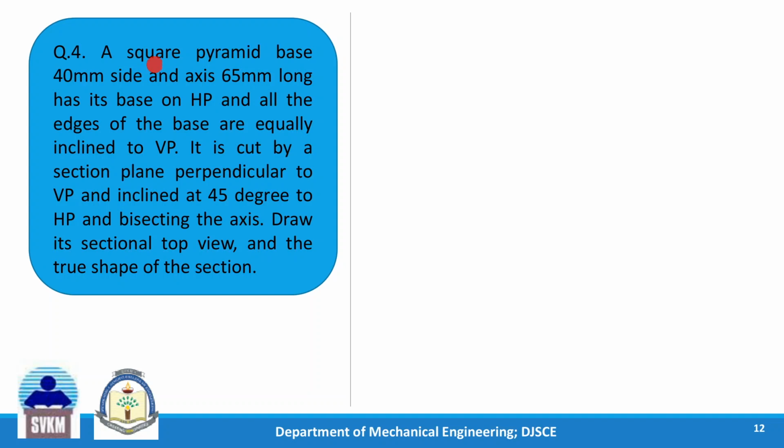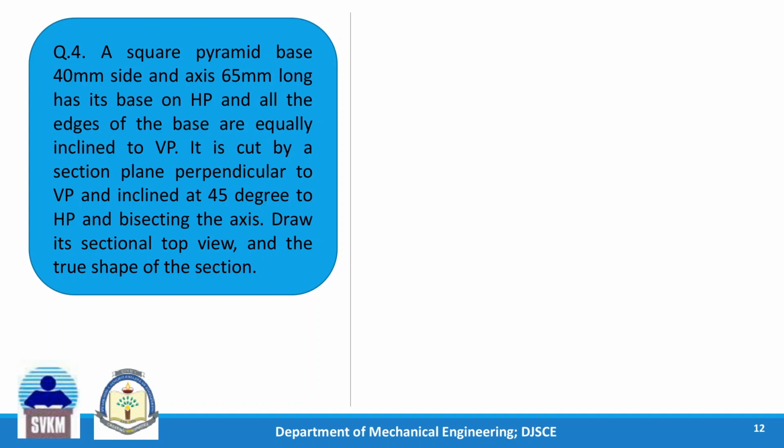A square pyramid, base 40 mm side and axis 65 mm long, has its base on HP and all the base edges are equally inclined to VP. See, it is resting first. The solid is a square pyramid. It is resting on HP on its base with all of the base edges equally inclined to VP, meaning making 45 degrees with XY now in the top view.